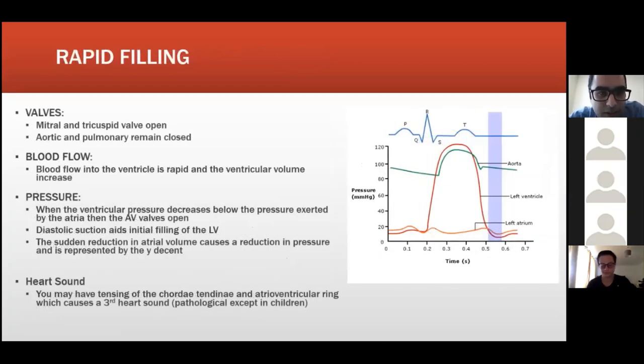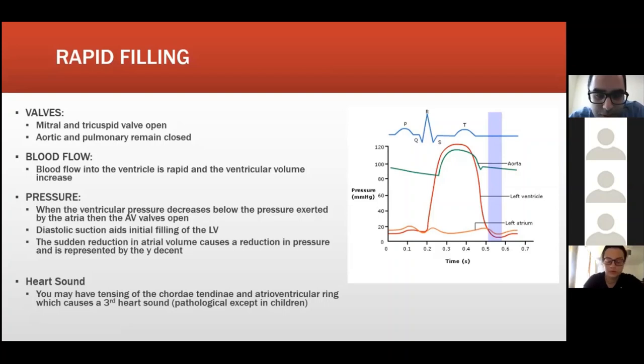The next phase here in the diastolic phase is rapid filling. During this time, your semilunar valves, so the aortic and pulmonary valves, are closed, and your mitral and tricuspid valves are open. It's the time where you have rapid ventricular filling, which causes the ventricular volume to increase. During the diastolic phase, you get almost a suctioning of blood, which starts the filling of the left ventricle.